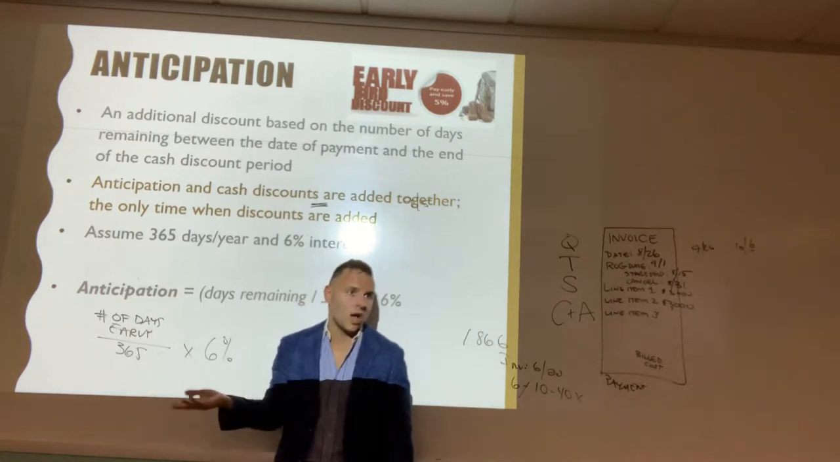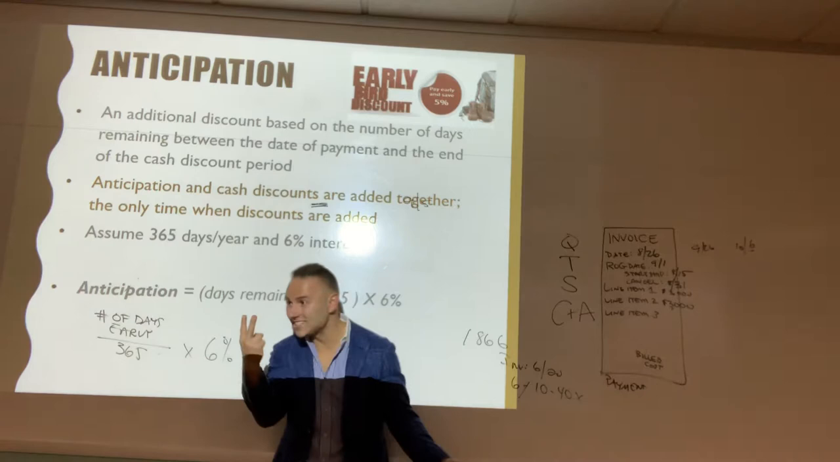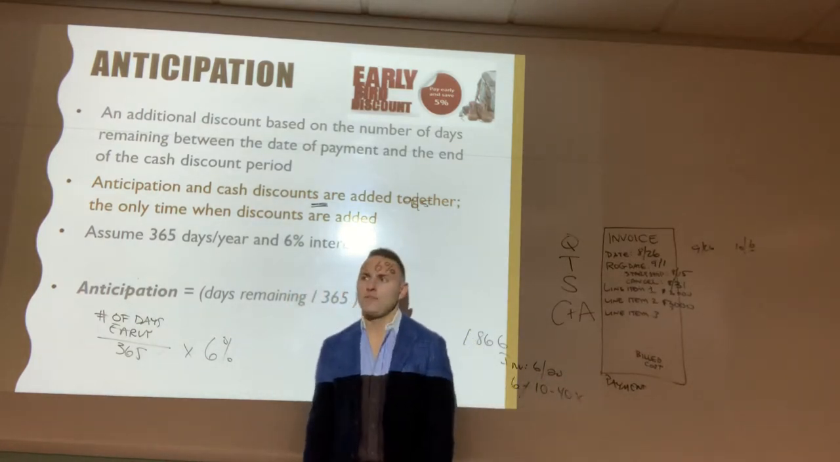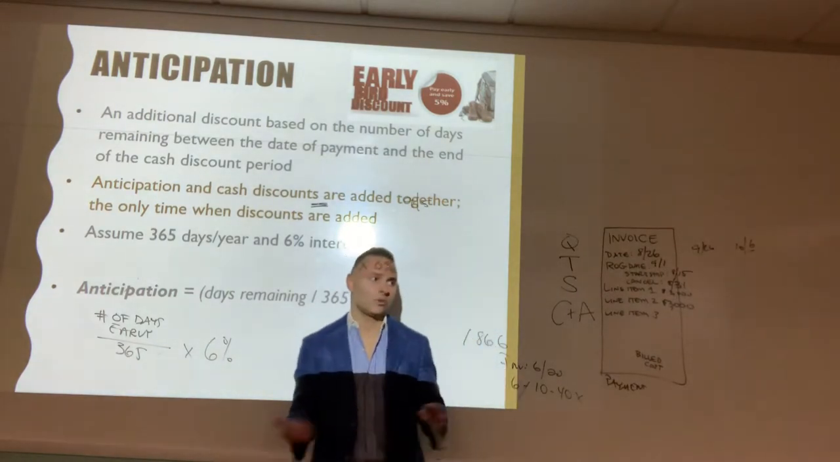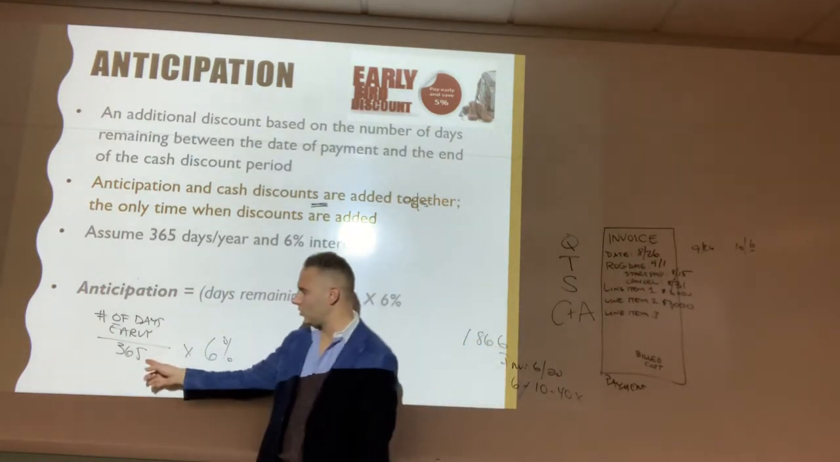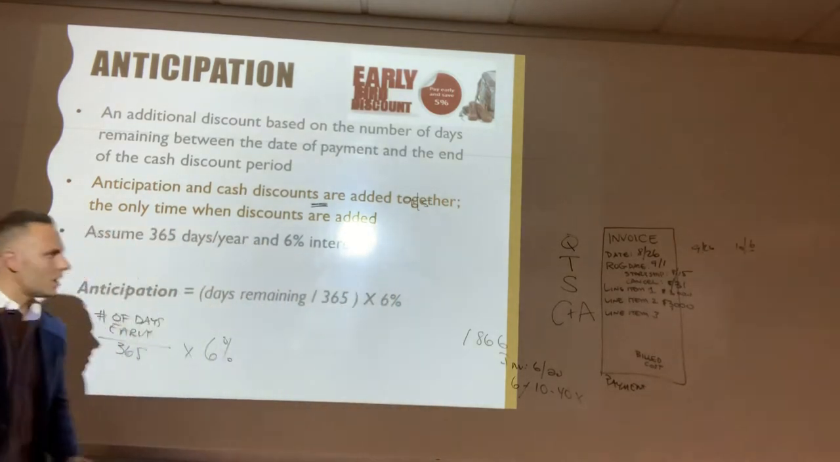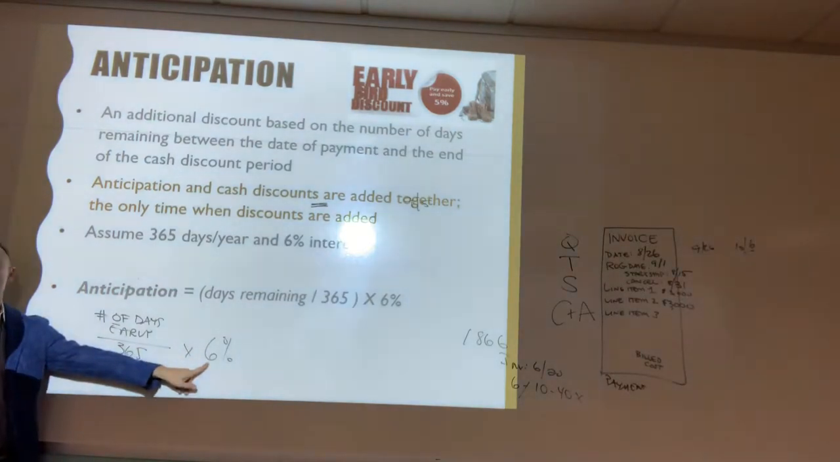So if you keep $100 in the bank for a year, you'll make a whopping $2, okay? That's your 2% interest they're paying you, right? So if you take your money out of the bank after a month, you will make only 1/12 of that interest rate. Okay, so that's the formula. Number of days that we're gonna pay early over the number of days in a year times the interest rate that we're losing, and we'll just keep it at 6%.